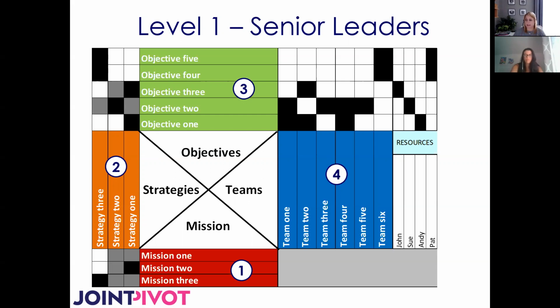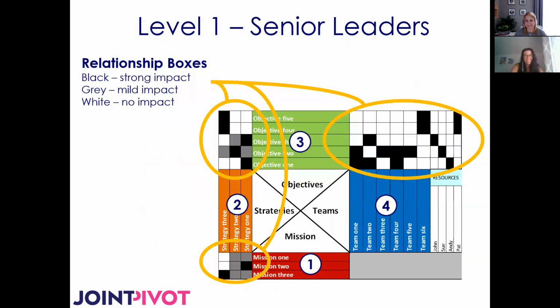So I know what you're saying. This looks interesting. It kind of looks like a crossword puzzle, Julie. And that answer is correct. It does look like a crossword puzzle. But let me explain where that comes from.